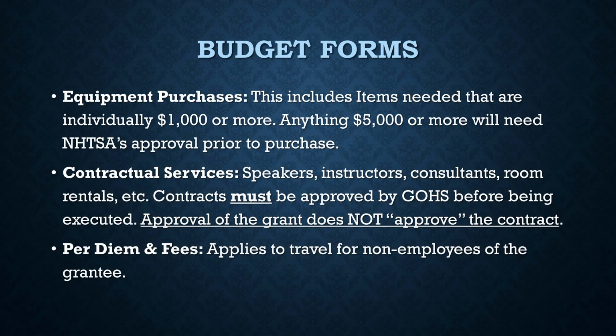Okay, so these are some other budget forms. We don't have examples for them, but these are some other budget forms that you're going to see when you're filling out your budget forms. Equipment purchases, and it's as it says, individual items, $1,000 or more. If you're having a speaker come to one of your events, you're going to put that under contractual services. And then there's per diem and fees, like we talked about a minute ago, but these are for folks that are not involved with the grant. These are non-employees of the grant, right?